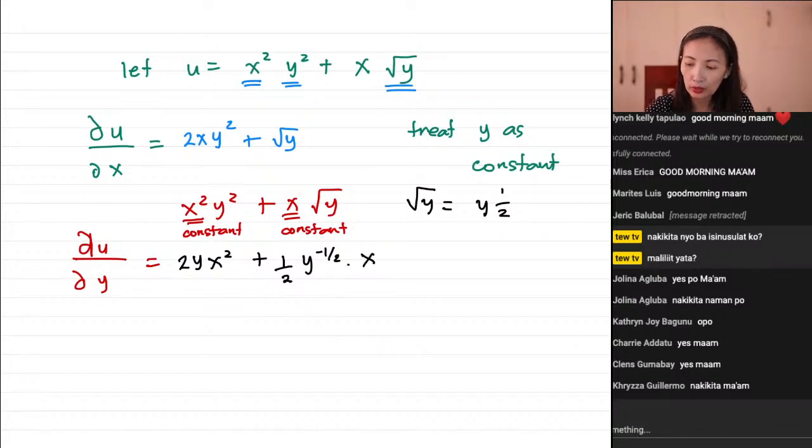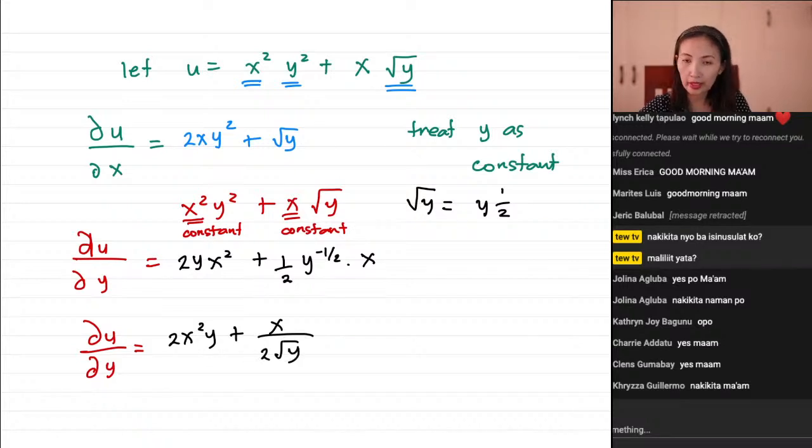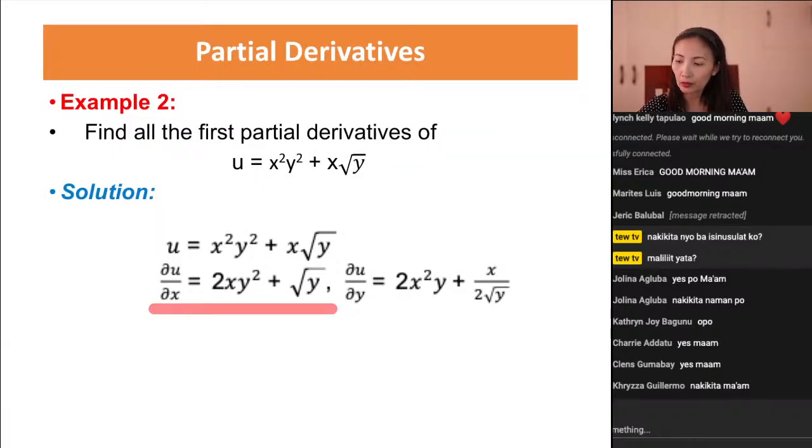So the partial derivative of u with respect to y, therefore, is equal to 2x squared y plus x over 2 square root of y. Let's check. Correct. 2x squared y plus x over 2 square root of y. So, I hope you understood what the partial derivatives are. So, we end up with this.